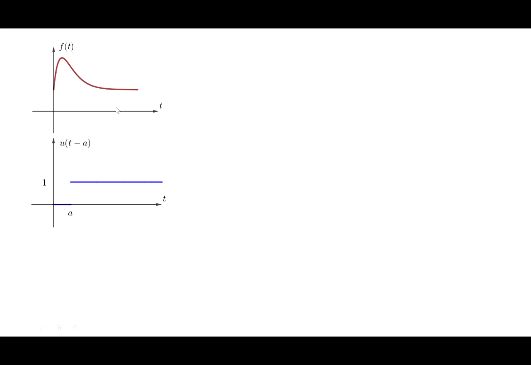In essence, the product of these two things would be, on 0 to a, just 0. On a to infinity, whatever the f of t graph looks like from a to infinity, that's exactly how this graph would look. Like that. This is exactly the same as the f of t graph on the interval a to infinity. Cool? That's how this graph looks. Get it? Cool. I have a few more questions.